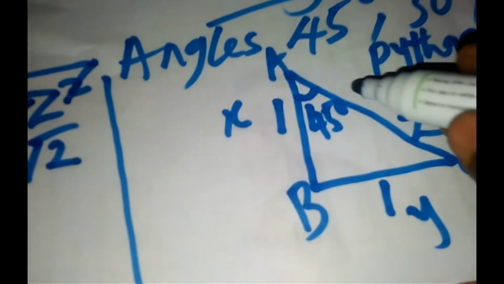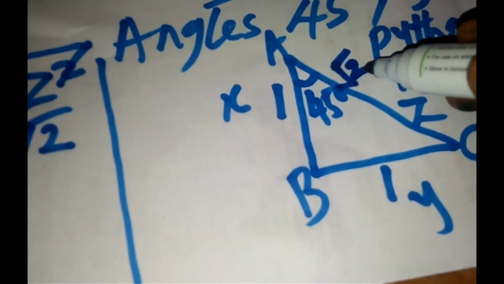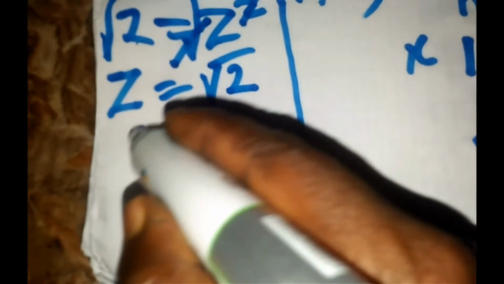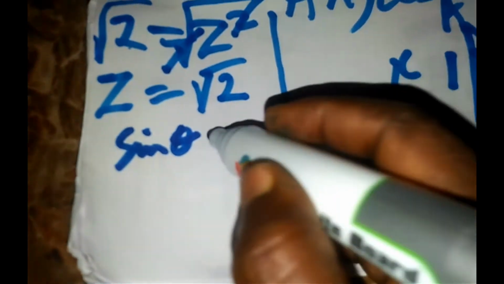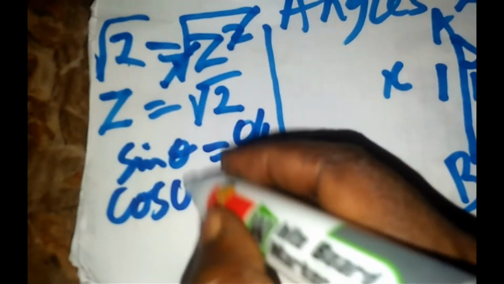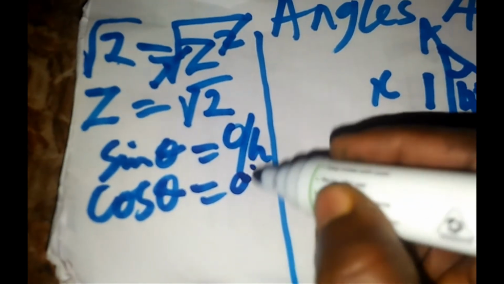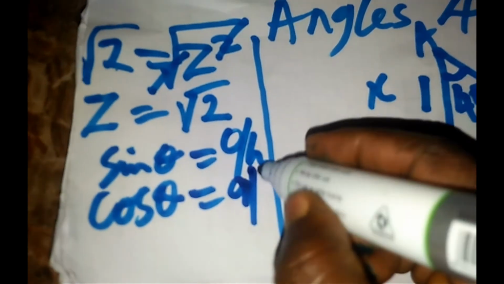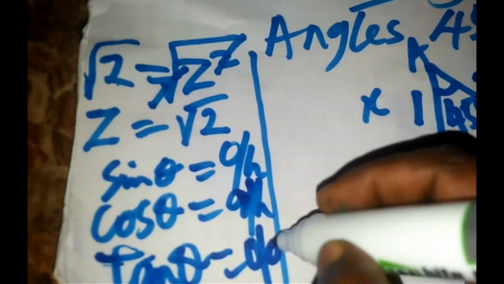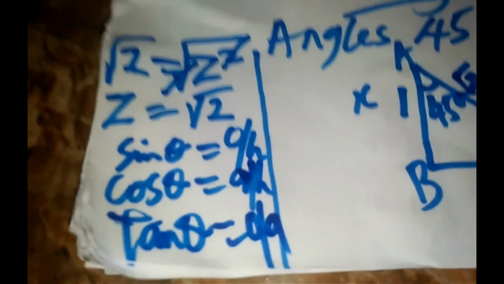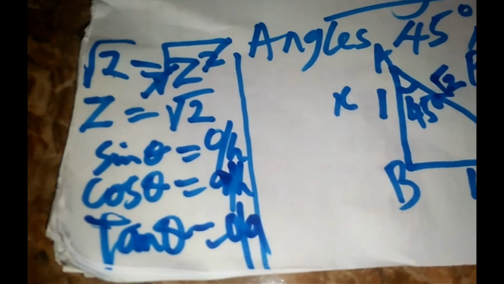Therefore, we come back here, we have square root of 2. So don't forget, sine theta is equal to opposite over hypotenuse. Cos theta is equal to adjacent over hypotenuse, and tan theta is equal to opposite over adjacent. So we're going to make use of this to find the ratios of 45 degrees.